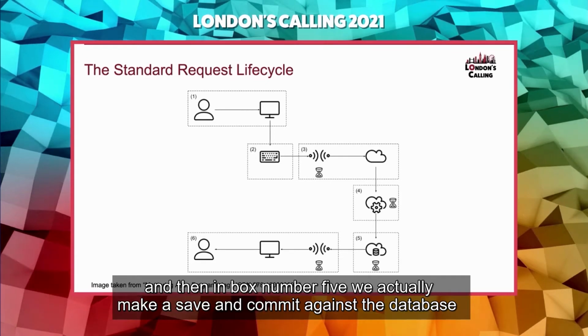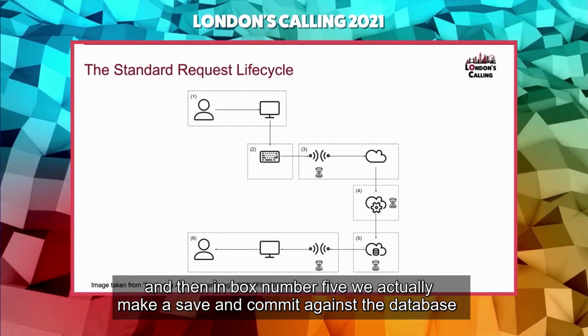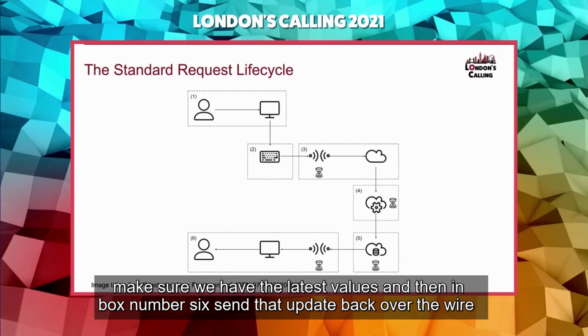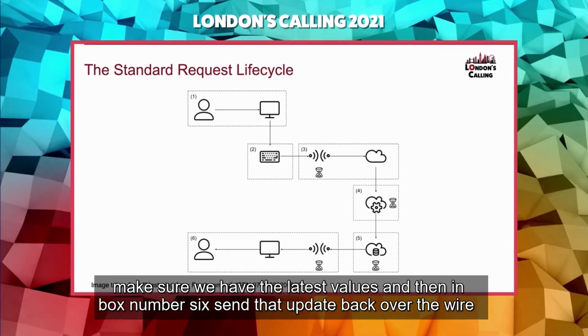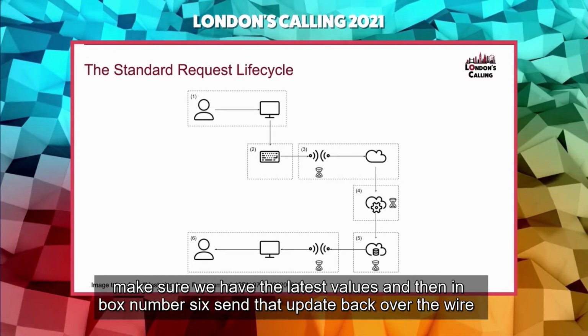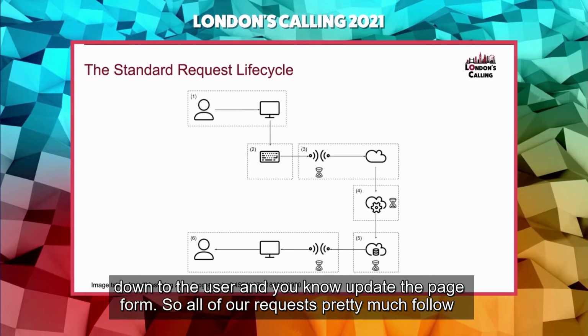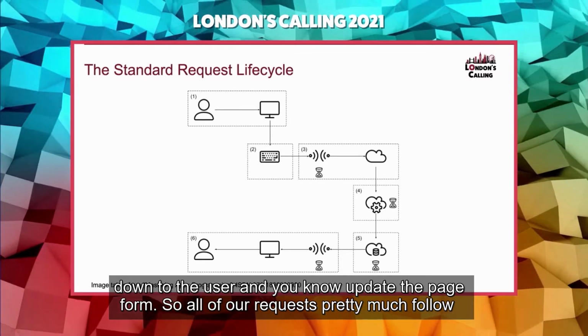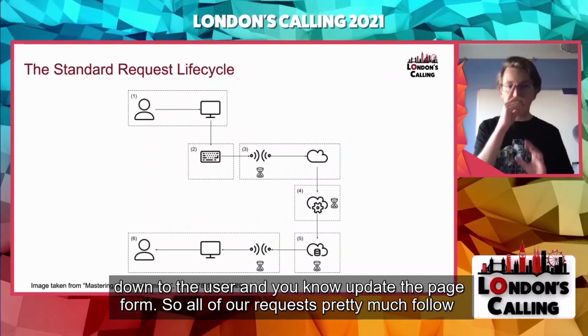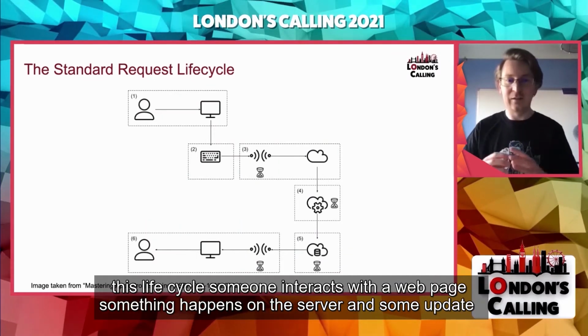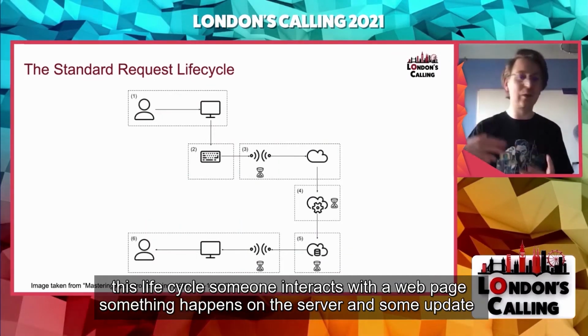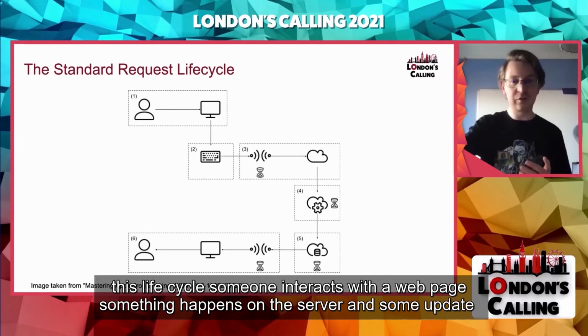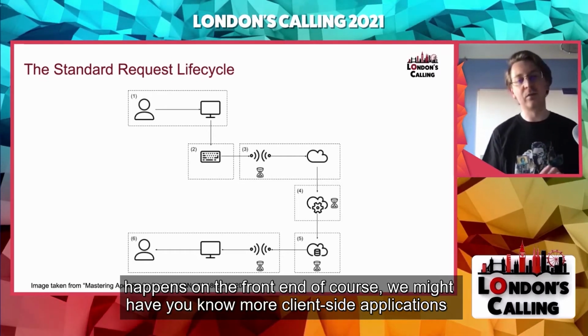And then in box number 5, we actually make a save and commit against the database, make sure we have the latest values. And then in box number 6, send that update back over the wire down to the user and update the page for them. So all of our requests pretty much follow this life cycle. Someone interacts with a web page, something happens on the server, and some update happens on the front end.